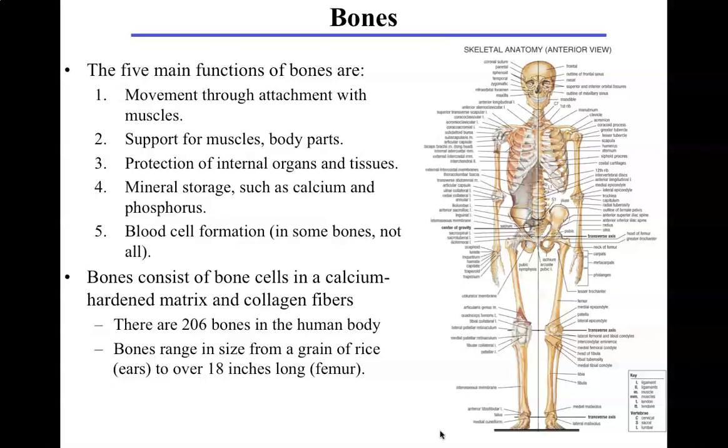I mentioned in a previous lecture that your bones are made out of cells that secrete calcium, and then those cells kind of get trapped in the calcium. All right, and we'll talk more about that in a minute. 206 bones in your body. The biggest one is your femur, right here. And the smallest ones are these teeny little bones the size of a grain of rice in your middle ear.